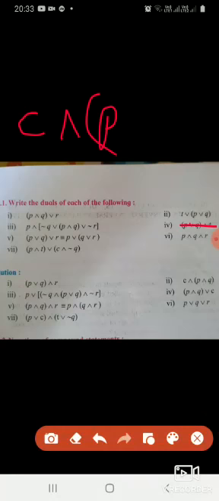Now consider the second one. In the second statement, T goes to C, the contradiction. The disjunction goes to conjunction, and P stays within the bracket, and here "or" goes to "and" with Q.